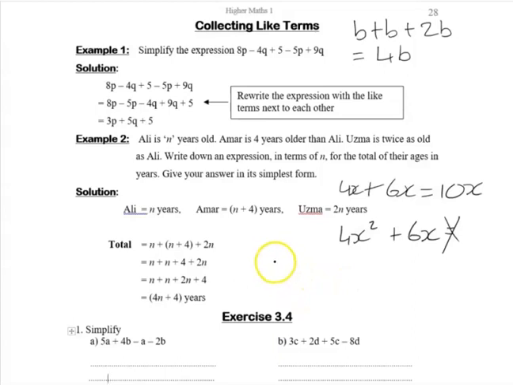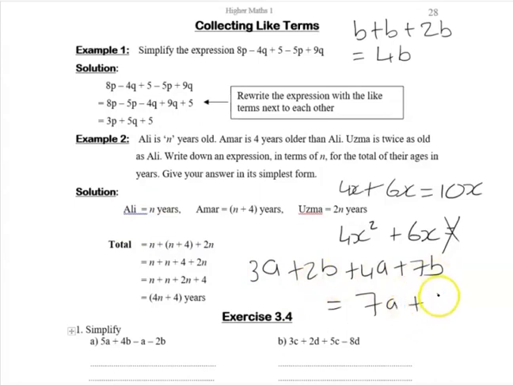So if you had a question where you were doing 3 apples plus 2 bananas, now your friend brought over 4 apples and 7 bananas. How many apples and bananas do you have altogether? Now 3 apples plus 4 apples is going to give us 7 apples. 2 bananas plus 7 bananas is going to give us 9 bananas.